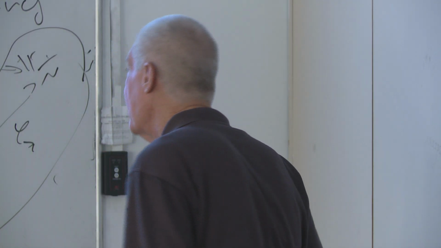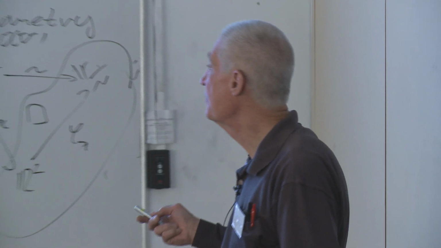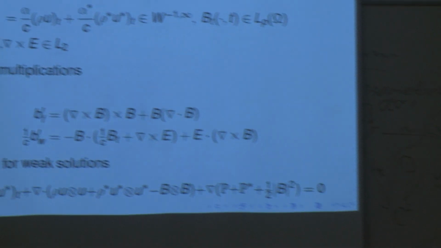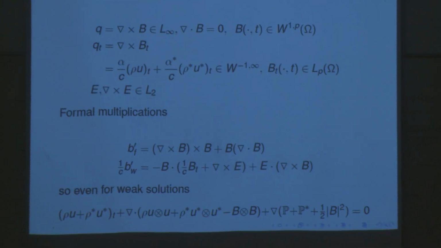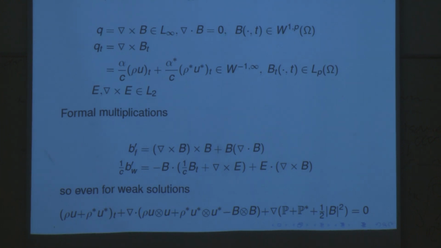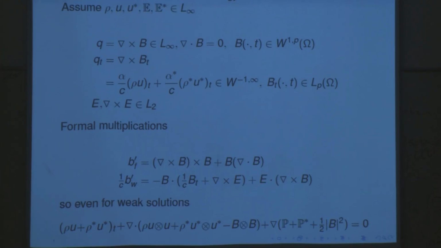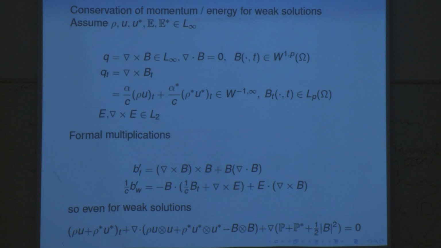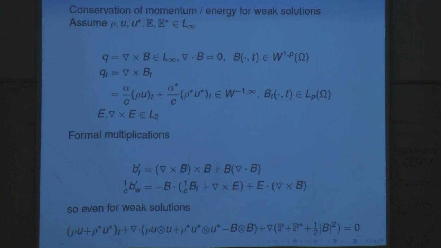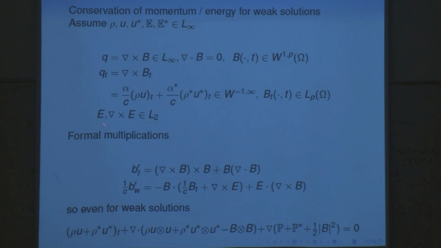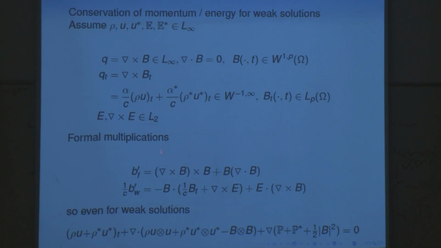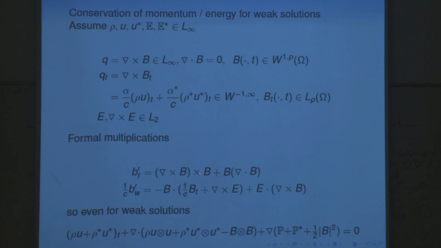So, okay, now conservation of momentum and energy. We saw that there was a regularity problem, but now we're doing better because B is smooth. See, curl B is Q and div B is 0. So if Q is bounded, then B has bounded first derivatives. So there's no trouble with that. And we got E and curl E in L2. And therefore, these formal multiplications are justified.